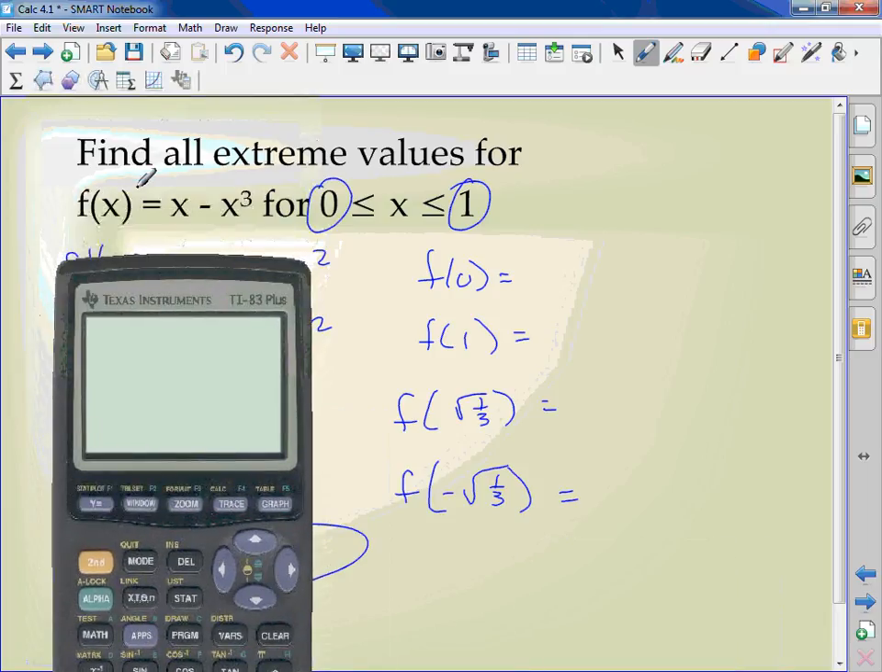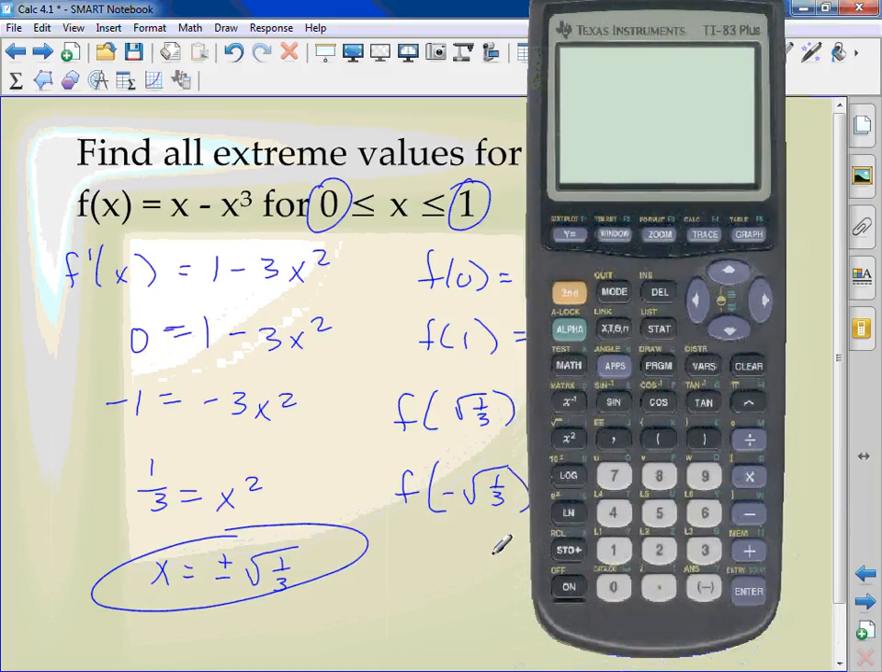If I put in 0, 0 minus 0 is 0. If I put in 1, 1 minus 1 cubed, 1 cubed is 1, 1 minus 1 is 0. Now let's put in the square root of 1/3, sorry. And I'm just going to put it right into the calculator.